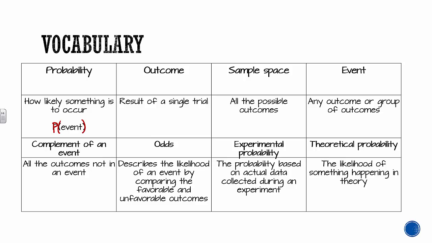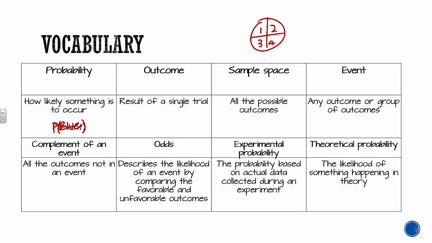So let's say you're spinning a spinner and you want to know the probability of it landing on a blue. You would write probability of blue inside of there. An outcome is the result of a single trial, so landing on blue would be an outcome. Sample space is all the possible outcomes. So if we have a spinner with like 1, 2, 3, 4, my sample space would be those options there. Those are the only options you can get.